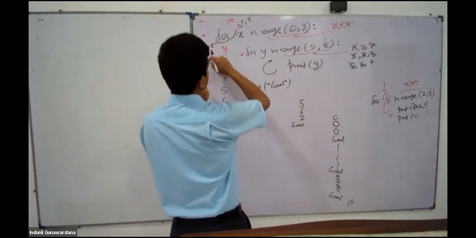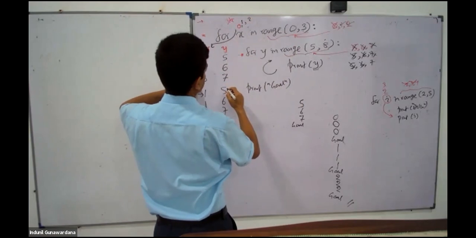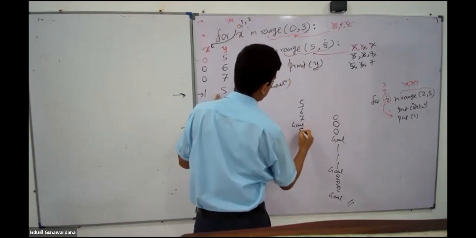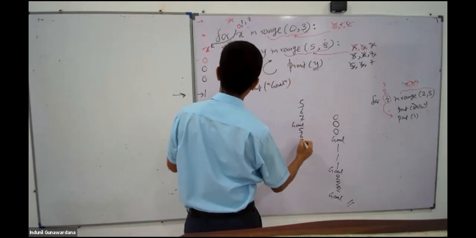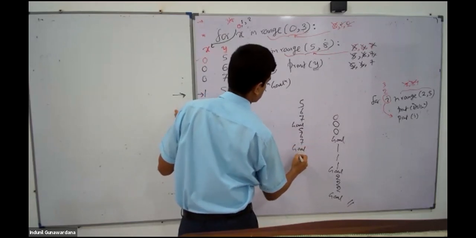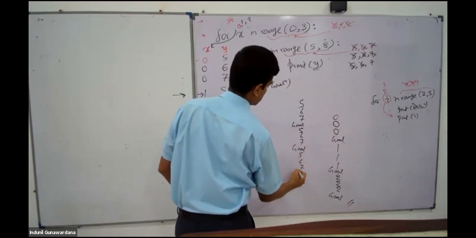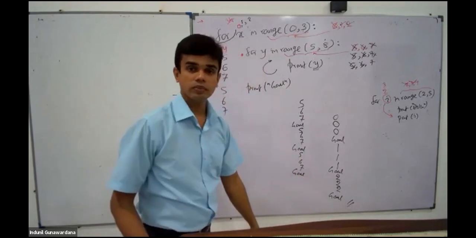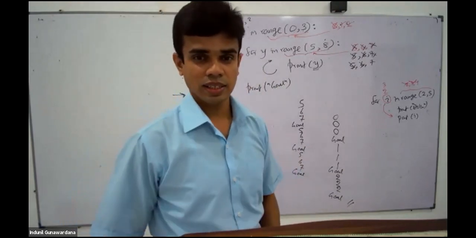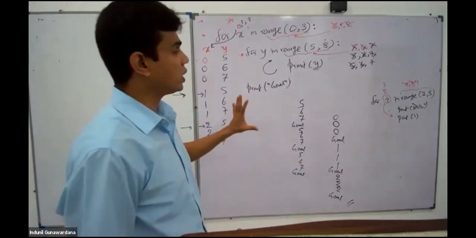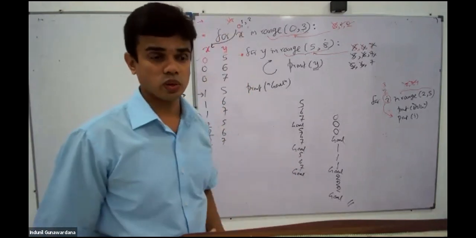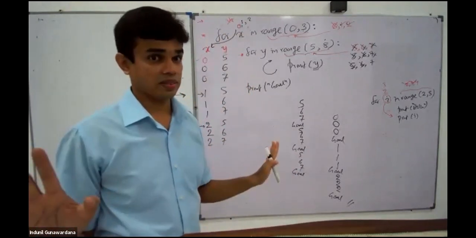Good. And it will go to the second value, 1. And y will be going for 5. Again 6, 7, again good. Again 5, 6, 7, as well as good. So this is a loop inside the loop, how it is going to work. Right. Keep that in your mind.